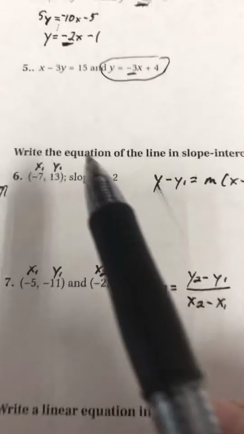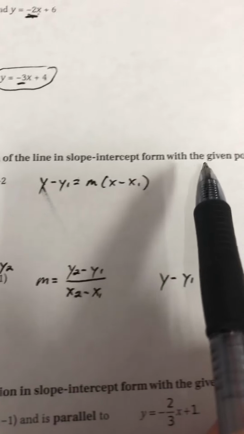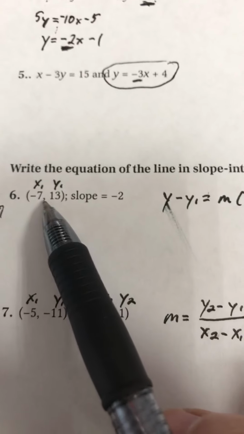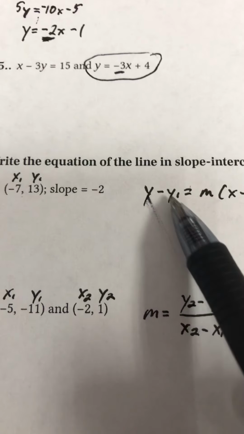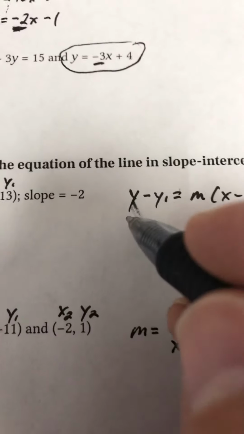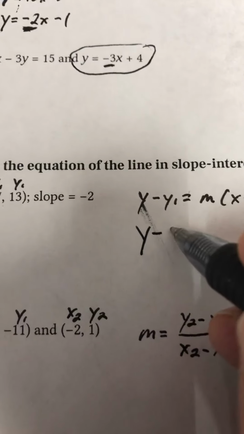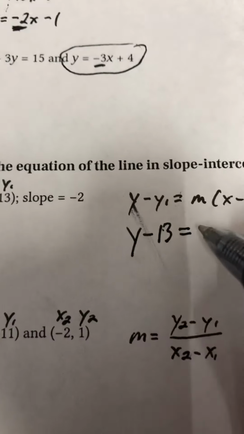For 6 and 7, write the equation of the line in slope-intercept form with the given point and the slope, or 2 points. So I'm given, and this is point slope form. So I'm going to take y minus y1. Here's your y1, so it's going to be 13. So you're just going to work this problem out. y minus 13 equals, what's my slope? Slope is negative 2.